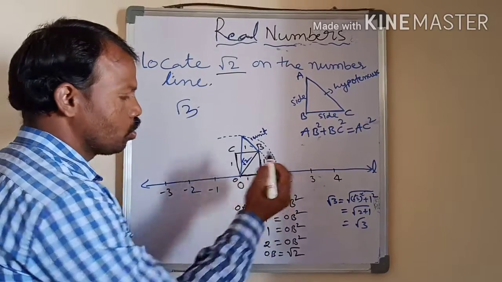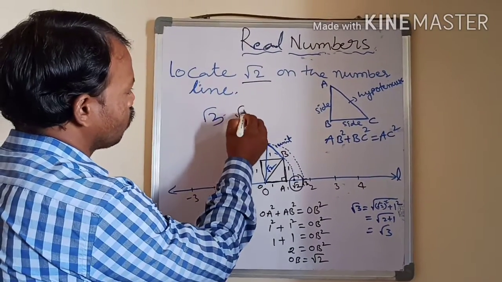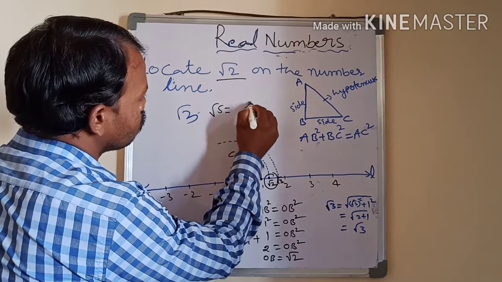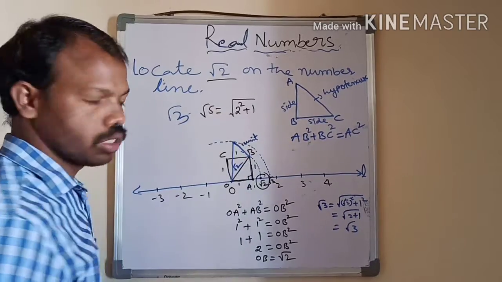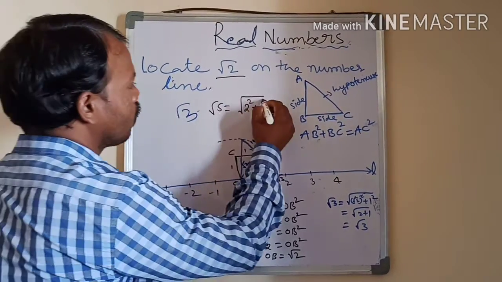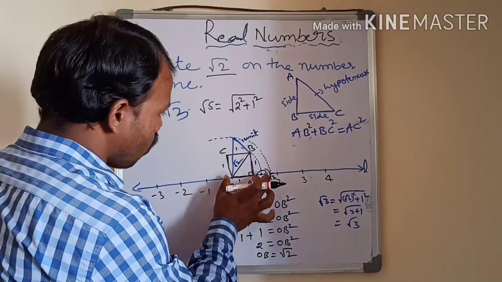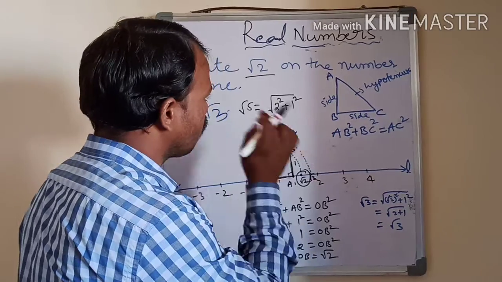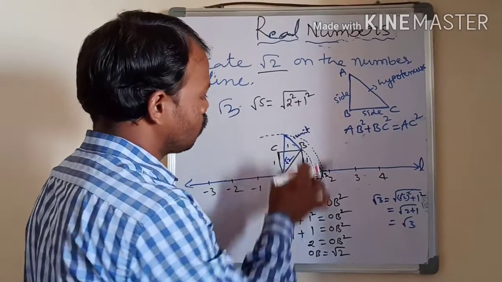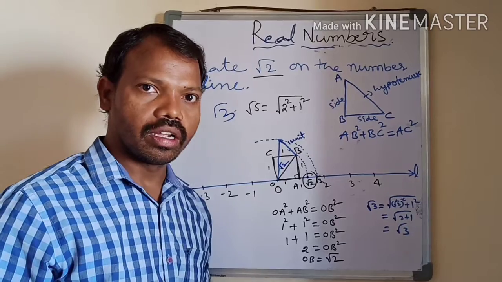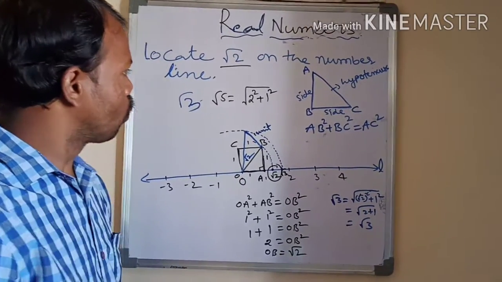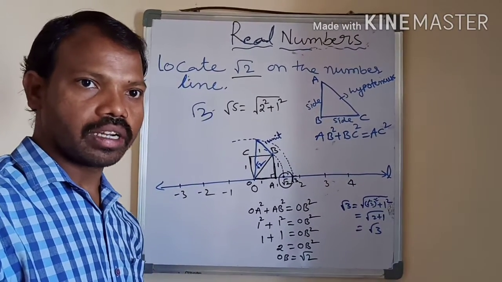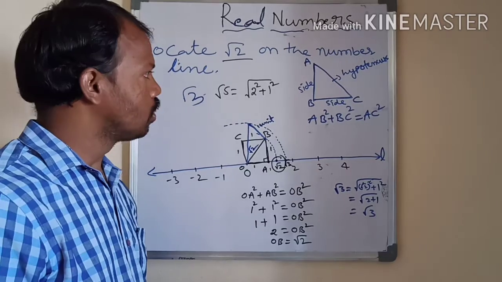Root 4, you know, is 2. And root 5, how can we write it? Root 5 is the root of 2 square plus 1 square. So on this line you take the base as 2 units and perpendicularly 1 unit. The hypotenuse of that gives root 5. Again you have to draw the arc. You can practice more, like root 10 and root 7, and you will get more understanding. Okay, so thank you.